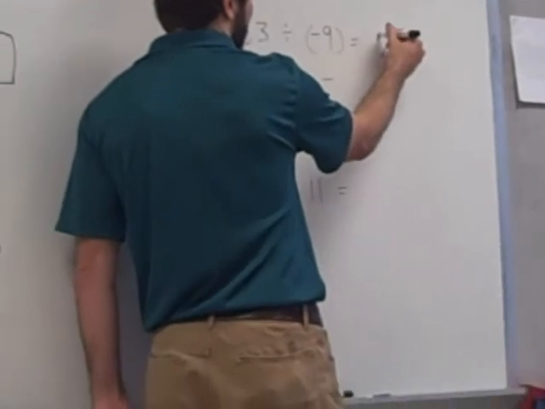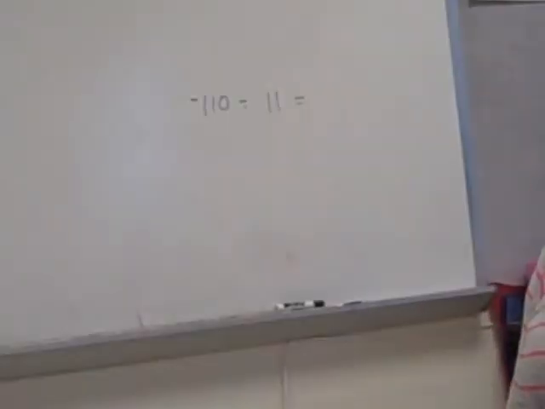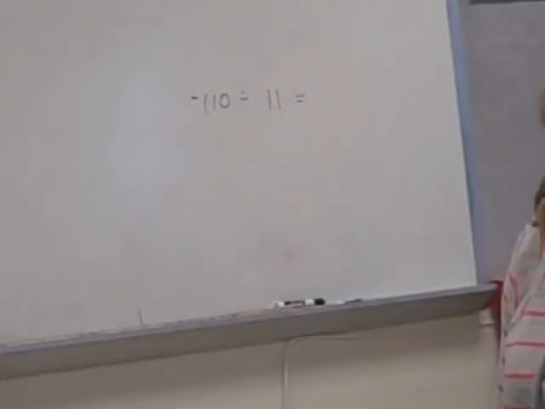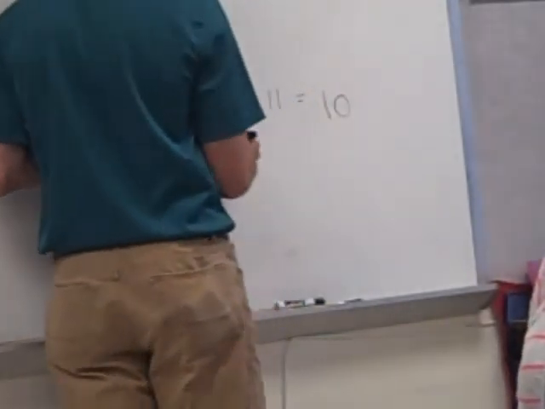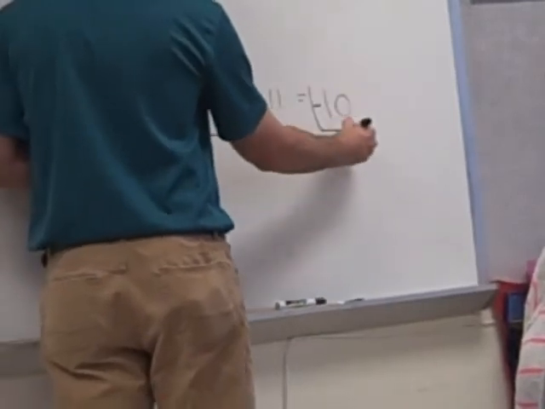Negative 10 divided by 11? No, 10 divided by 10? 10. It's 10. A negative and a positive, so it's a negative. Easy, easy. Now let's just do the word problem.